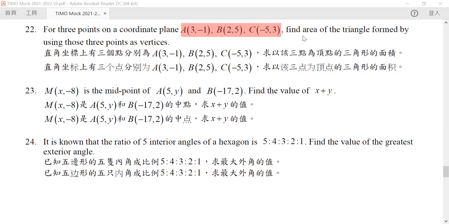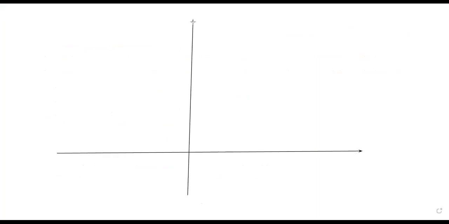So instead of using the formula, let us compute directly. Now, first, whenever we see this kind of question, the first thing we would like to do is to plot the corresponding positions of all these points. We plot all these points on our sketch paper first. Now we have our point A, which is 3, -1.